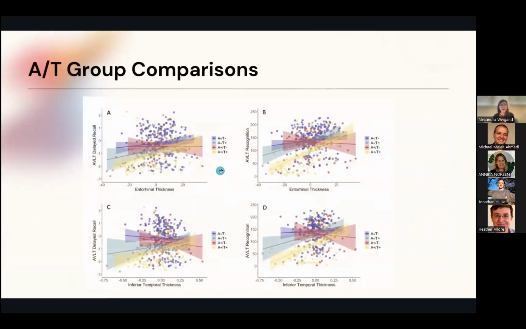Now, finally, I looked at within group associations between either the entorhinal cortex or the inferior temporal gyrus, and memory recall and memory recognition. And what we can see here is pretty systematically that the greenish-bluish A minus T plus group and the yellow A plus T plus group, so both of the tau positive groups, regardless of amyloid status, are showing the expected positive associations between temporal thickness and memory performance. Whereas the other groups, both of the amyloid positive groups, regardless of tau status, aren't showing any consistent associations with these variables.